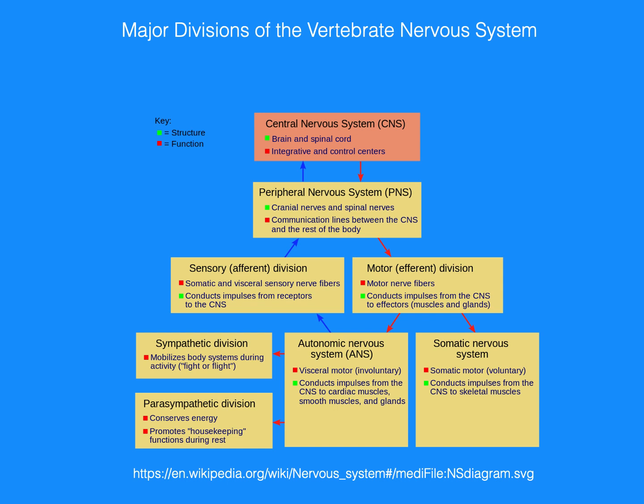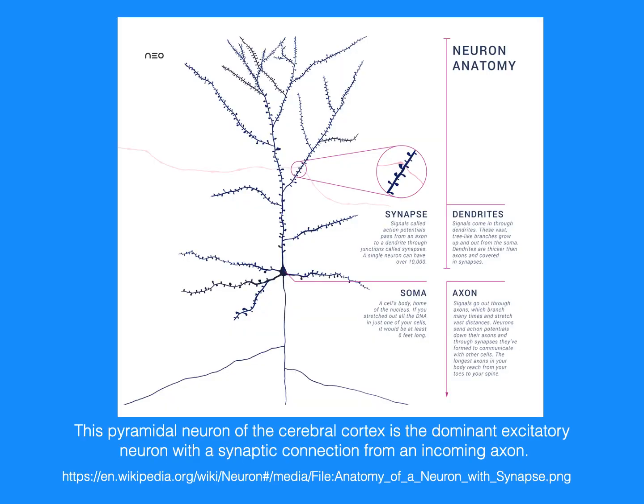Major divisions of the vertebrate nervous system illustration. Neuron Anatomy illustration. This pyramidal neuron of the cerebral cortex is the dominant excitatory neuron with a synaptic connection from an incoming axon.